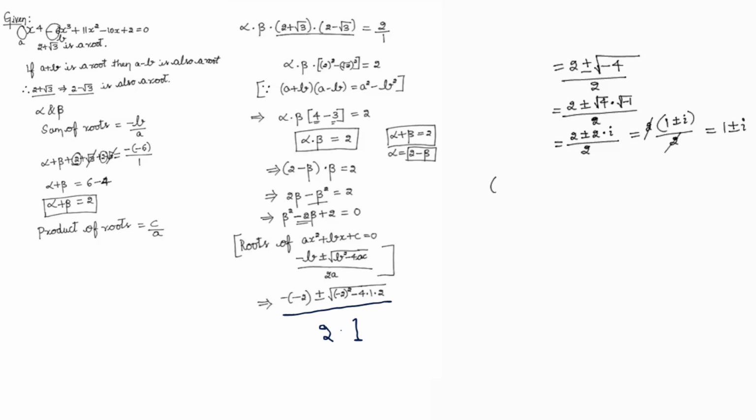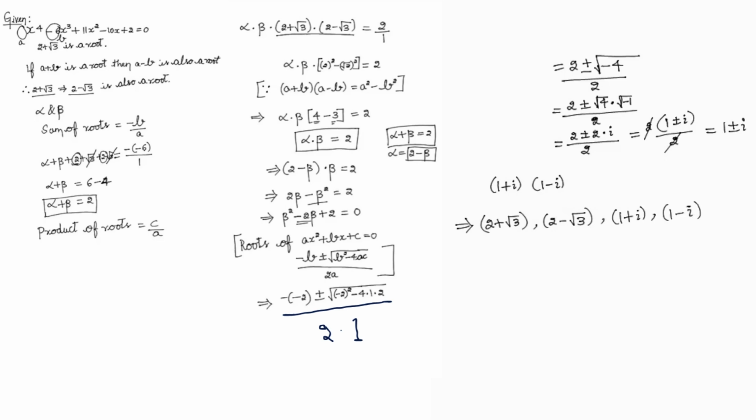So the roots are 1 plus i and 1 minus i. So totally roots of the equation are 2 plus root 3, 2 minus root 3, 1 plus i, 1 minus i.